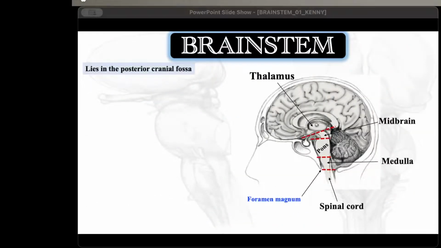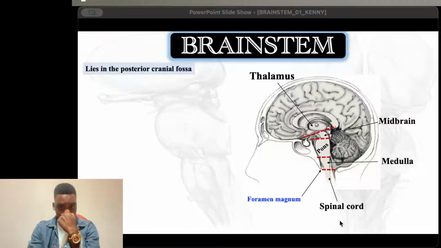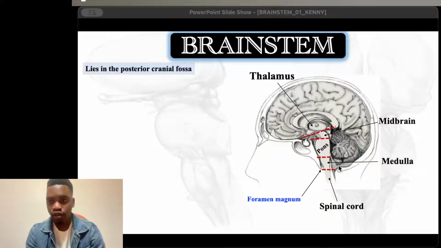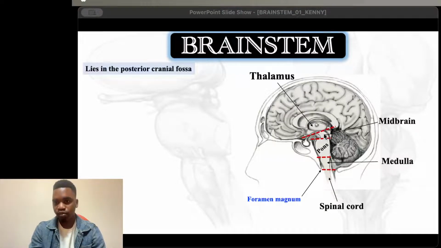And then let's see the orientation, or adjacent structures, of the brainstem. So this is the brainstem, as I've said. It is made up of midbrain, pons, and medulla. And mind you, the thalamus is not part of the brainstem. It is a structure of the diencephalon, and it's found in the encephalon.